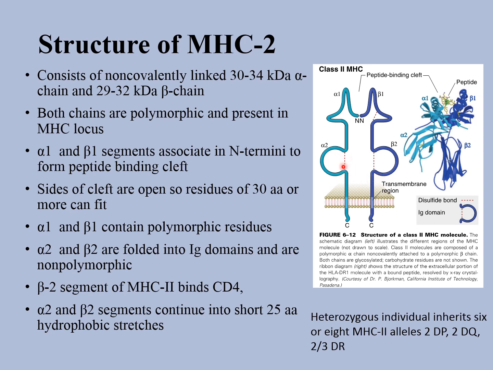The alpha 2 and beta 2 segments continue into hydrophobic structures in the transmembrane region. A heterozygous individual inherits about 6 to 8 MHC2 alleles like DP, DQ or 2 to 3 DR.